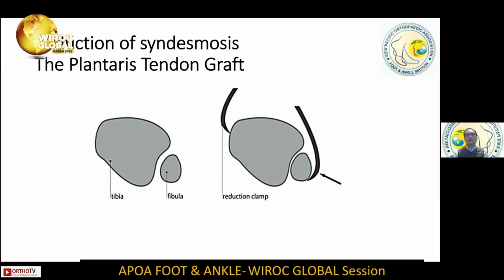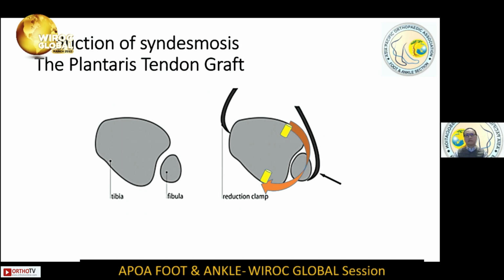This shows a sequence of reduction of the distal tibiofibular syndesmosis. We reduce it with a bone clamp, and then we put in the plantaris tendon graft through the fibula malleolus, and subsequently stabilize the plantaris tendon graft with two bio-tenodesis screws at the distal tibia.